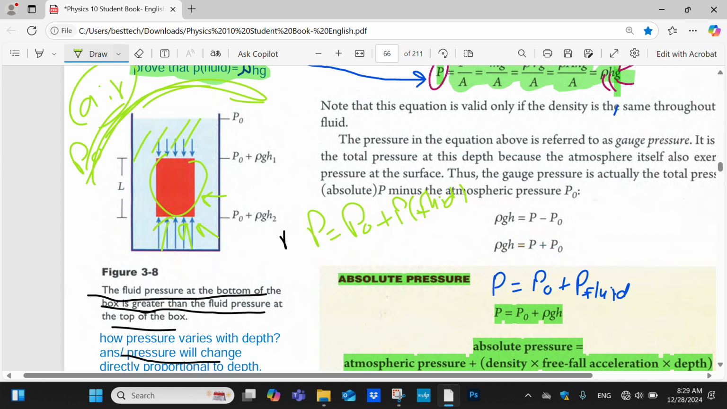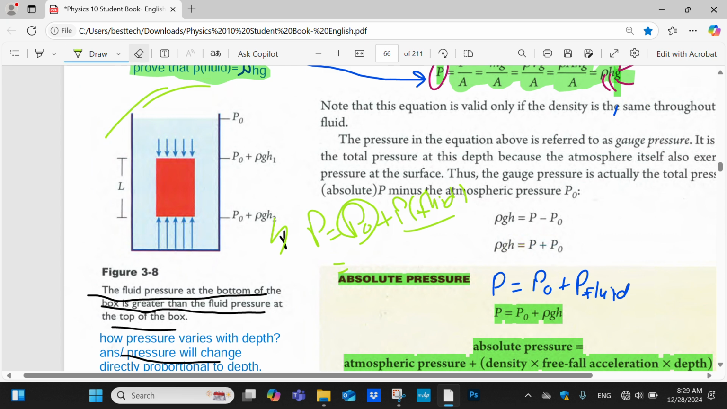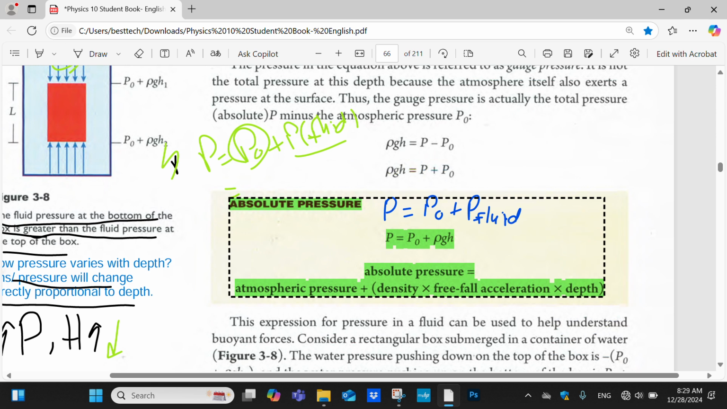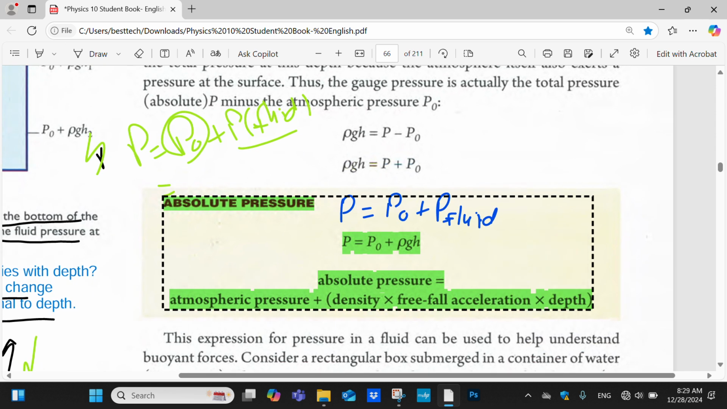So to find the total pressure that can affect this object, it's only the pressure of the atmosphere plus the pressure of the fluid. Here the fluid is water. So now we understand that two pressures can affect this object: first water, second air. According to this rule, we can find the total pressure.